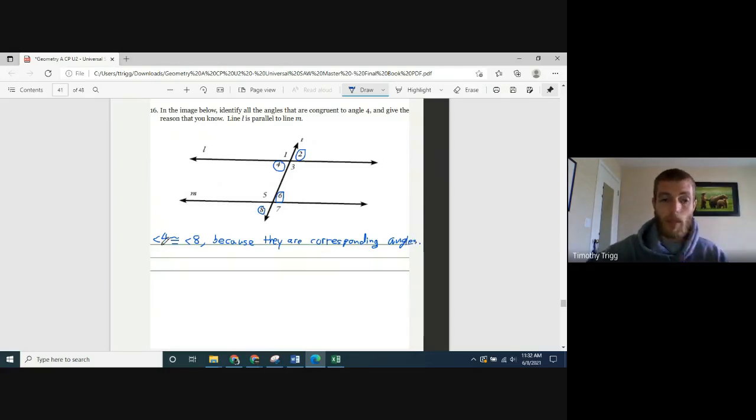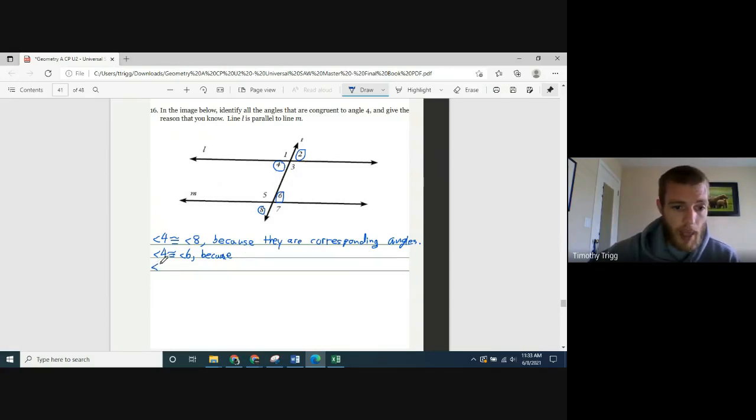Okay. Now we're going to do the same idea for angle 6 and angle 2. So angle 4 is congruent to angle 6. And what's their relationship? So what's the relationship between angle 4 and angle 6? They're not corresponding in this case. What would be their relationship? Because they are, in this case, alternate interior angles. All right, so I want you to write that. So angle 4 is congruent to angle 6 because they are alternate interior angles. Alternate interior angles. So finish that sentence there.